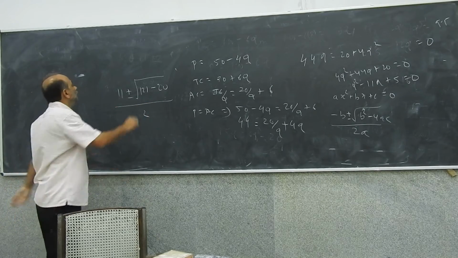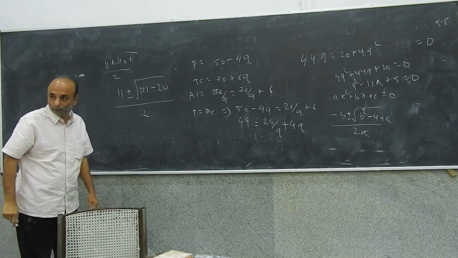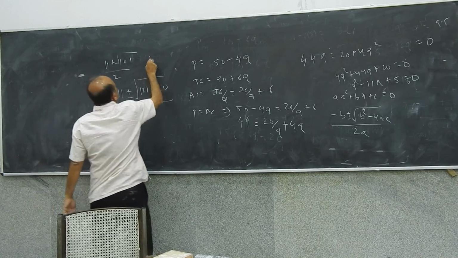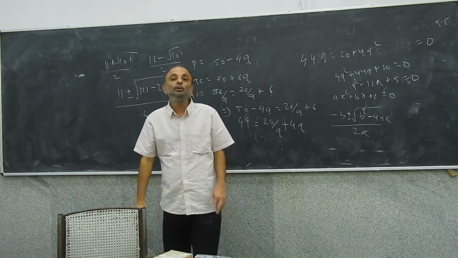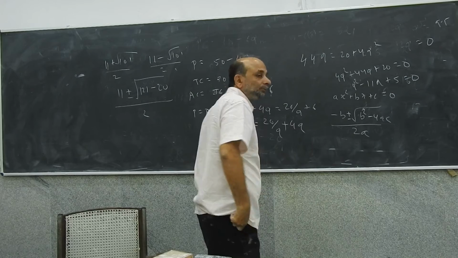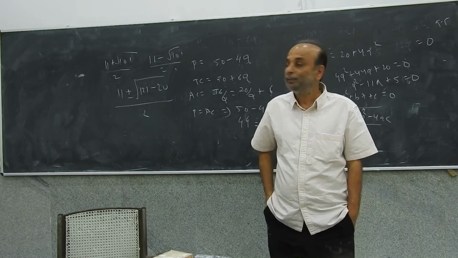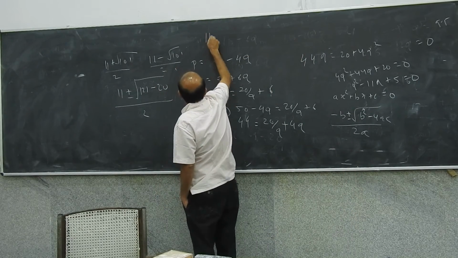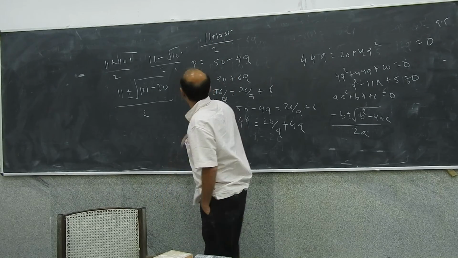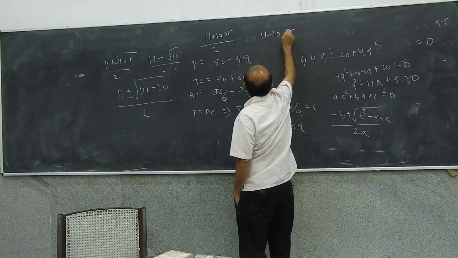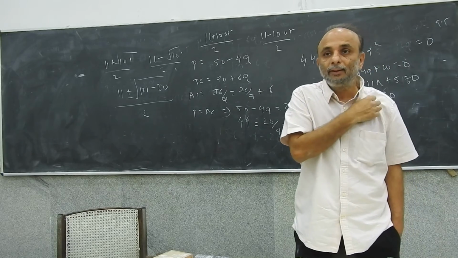So 11 plus square root of 101 upon 2 is one solution, and 11 minus square root of 101 upon 2 is another solution. What is the root of 101? 10.05, right? The square root of 101 is 10.05. So one solution is 11 plus 10.05 upon 2, and the other solution is 11 minus 10.05 upon 2.